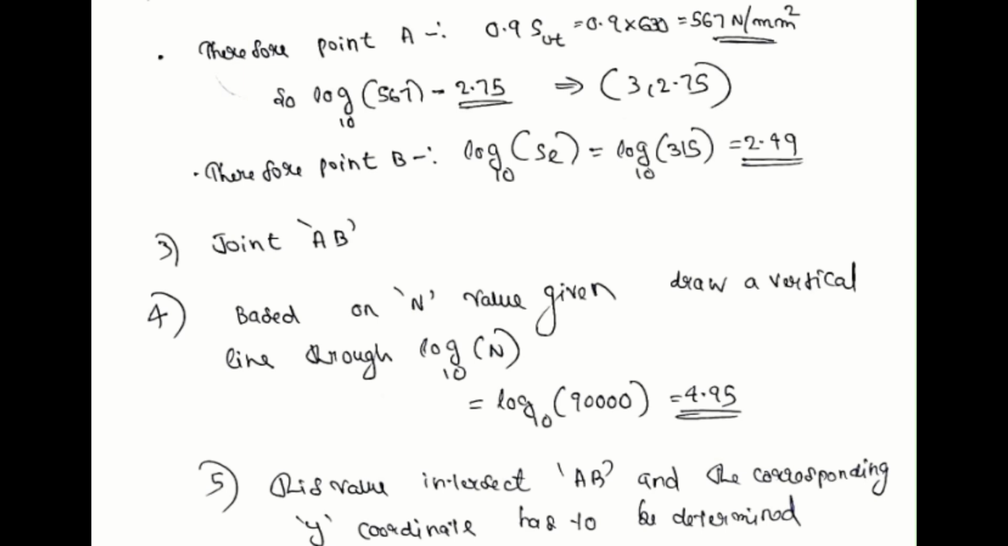would intersect AB, the line we already drew. We will intersect at some point on AB. From that point on AB, you have to draw towards the y-axis, and that is how you determine the fatigue strength. So this is a simple problem. Just follow these steps to find the solution.